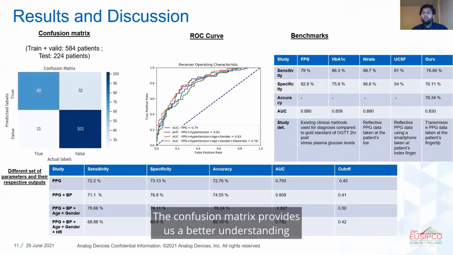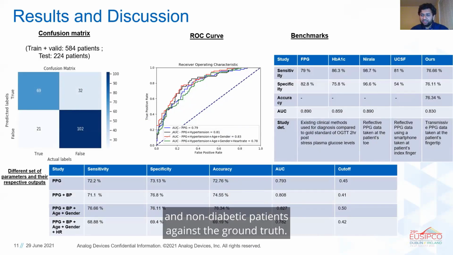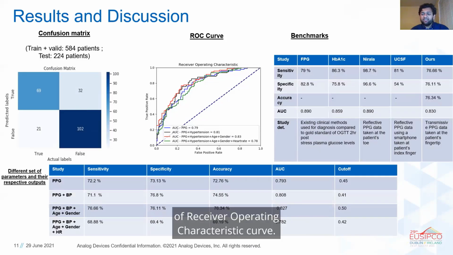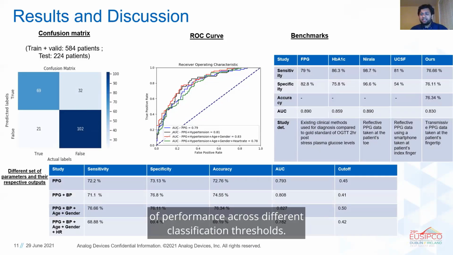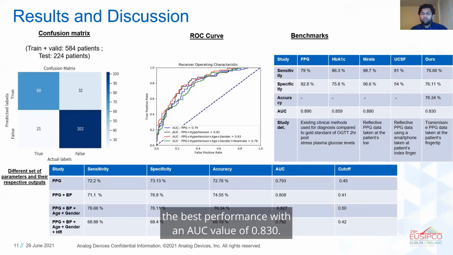The confusion matrix provides us a better understanding of true and false predictions of diabetic and non-diabetic patients against the ground truth. In order to understand the diagnostic capability of the classification models at different thresholds to predict diabetes, we make use of receiver operating characteristic curve. Area under the ROC curve gives an aggregate measure of performance across different classification thresholds. The ROC curve depicts that the input combination of PPG signals with age, gender, and hypertension classification achieved the best performance with an AUC value of 0.83.